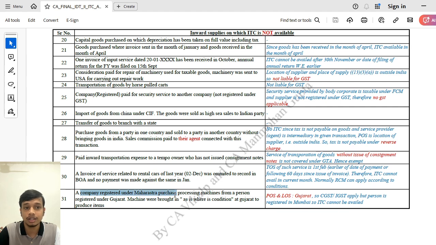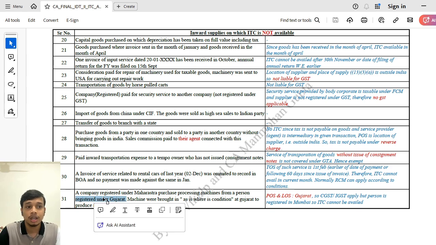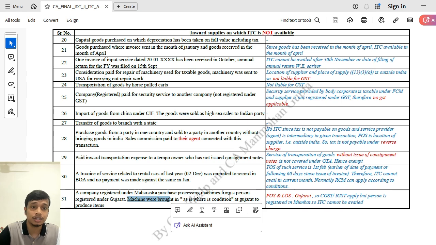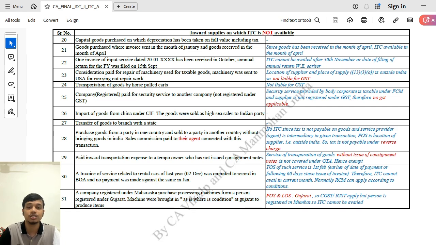Next point, a company registered in Maharashtra purchases a processing machine from a person registered in Gujarat. A Maharashtra company purchased a machine from Gujarat, from a registered person in Gujarat, on an as-is where-is condition in Gujarat to produce items. We purchased the machinery in Gujarat and produced items there itself. So in that case, place of supply will be in Gujarat because the machinery is established in Gujarat. So place of supply is also in Gujarat, location of supplier is also in Gujarat. So CGST and SGST are applicable, but the recipient is in Maharashtra. So ITC of CGST and SGST of Gujarat cannot be taken in Maharashtra. So in that case also ITC is not available.